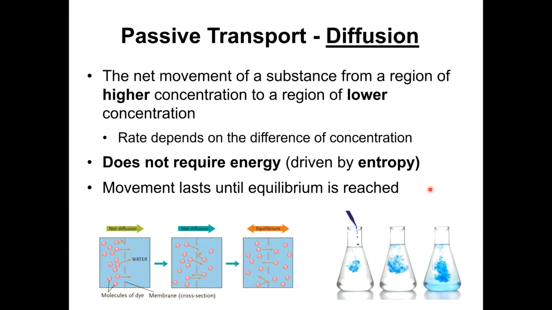And now, these obviously will last until there is a difference in concentration. As soon as the difference in concentration is gone, the net movement will stop. The movement in both directions will still take place, but the net movement, the movement left to right and right to left, will be equal to each other, and therefore an equilibrium will be reached.